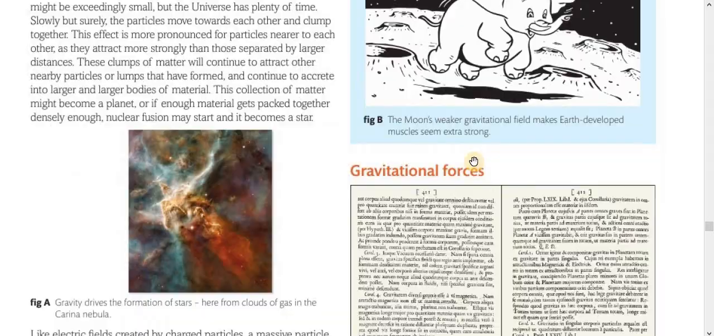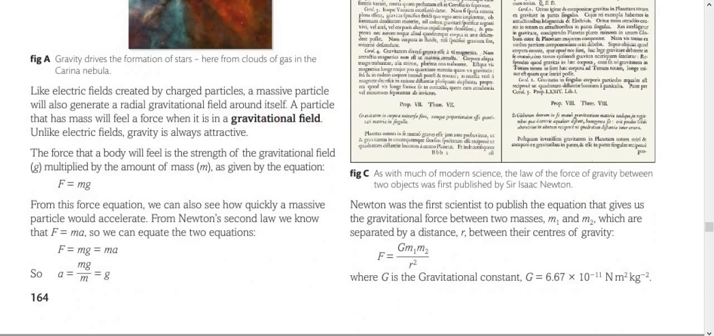Then we have this other equation, F is equal to G m1 m2 over r squared. Again, this is a gravitational force. This is the weight between two bodies. If you consider the Earth and the Moon, there is a gravitational force of attraction between the Earth and the Moon. This is what causes the Moon to orbit the Earth.